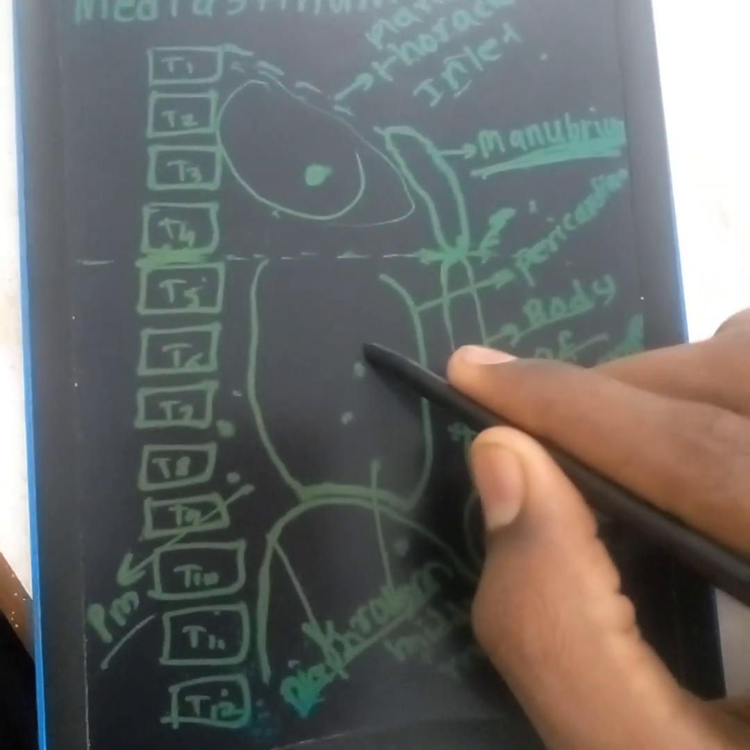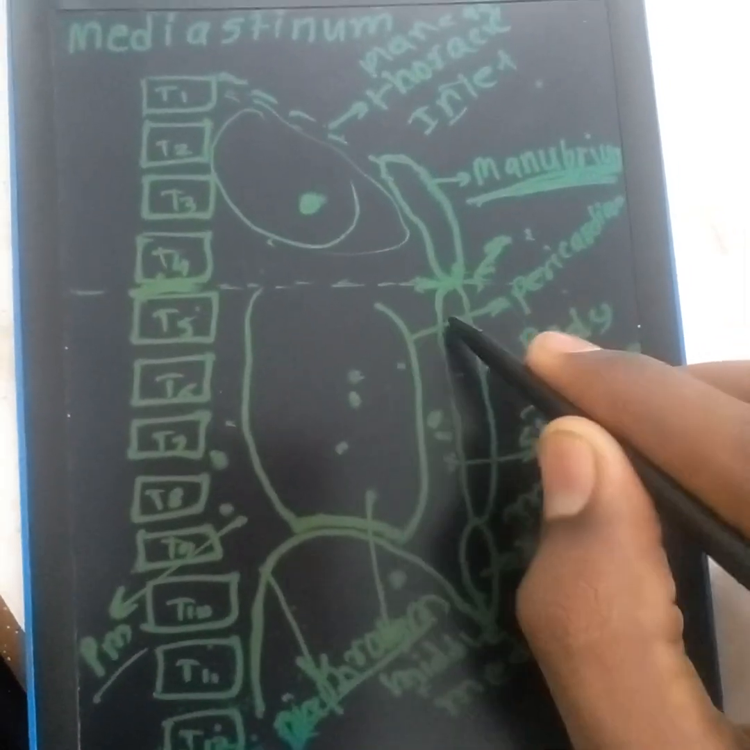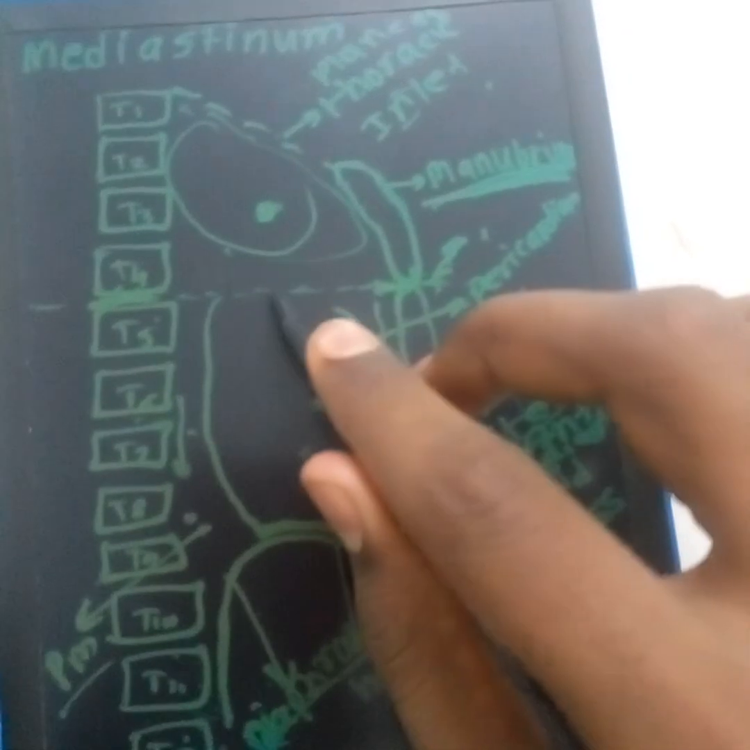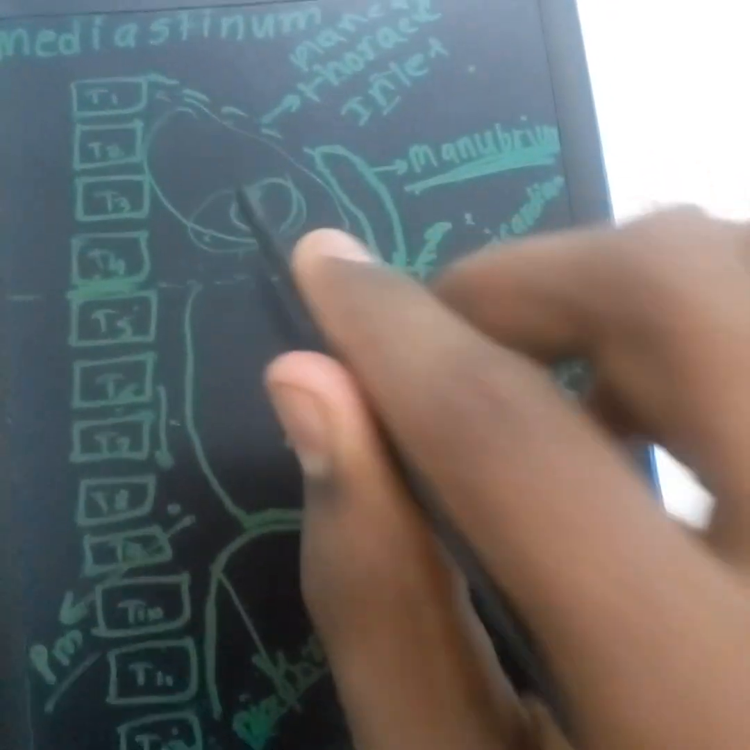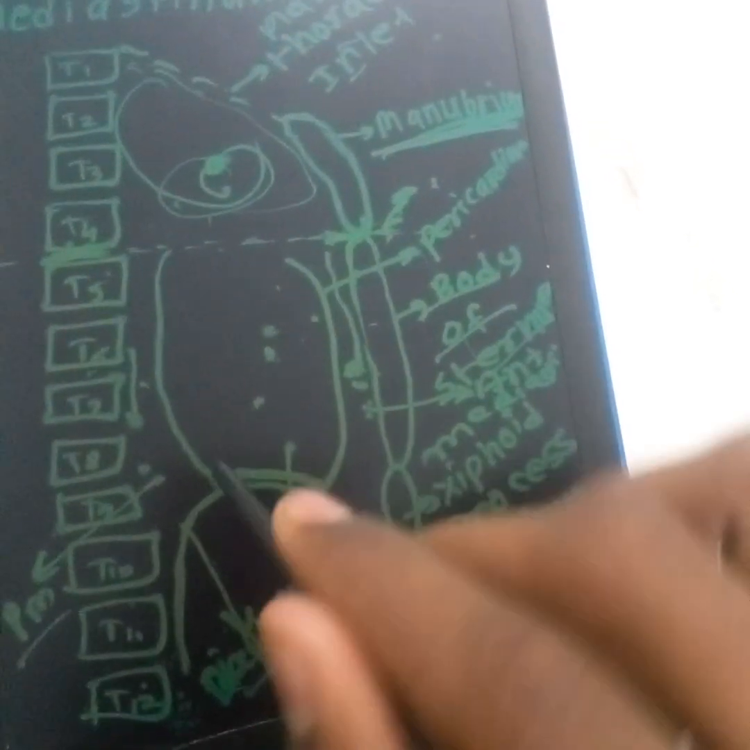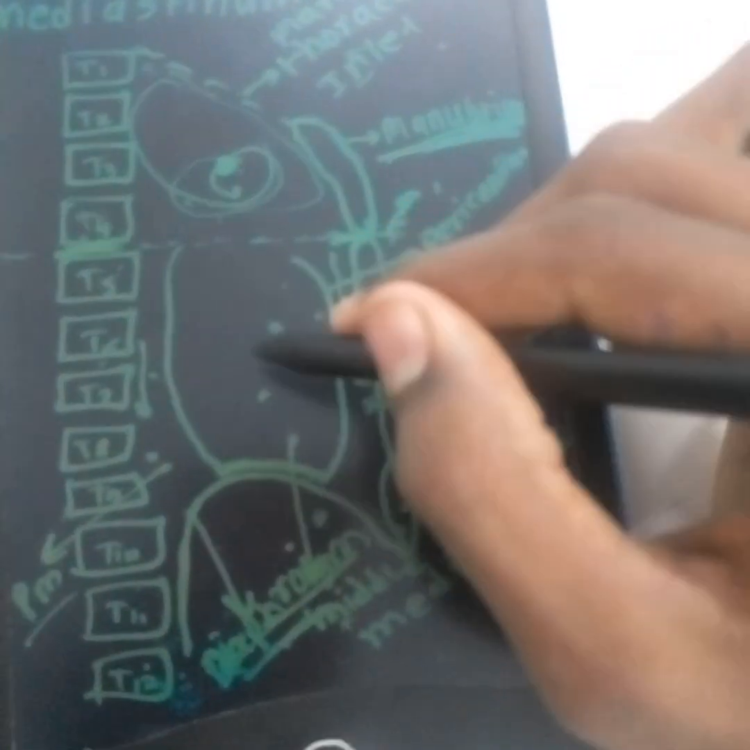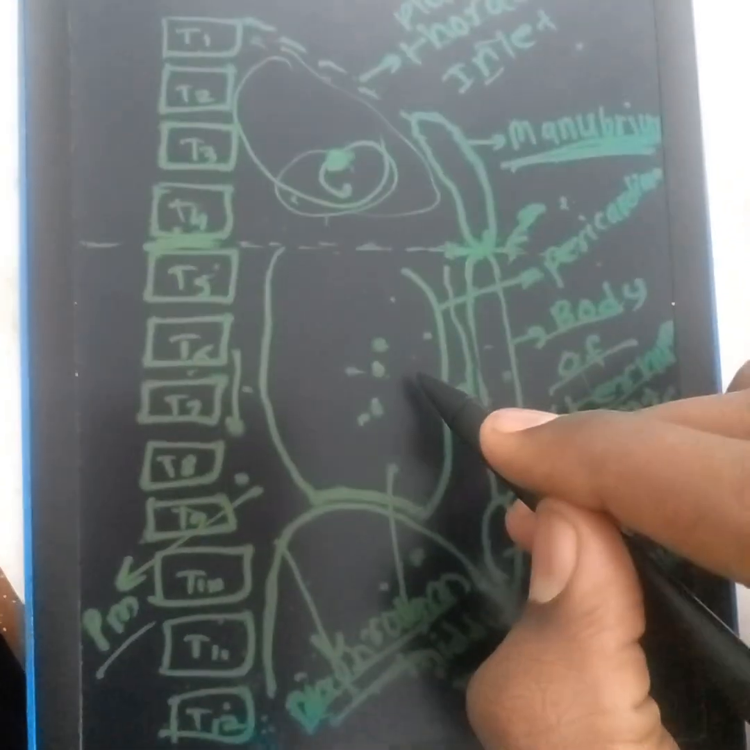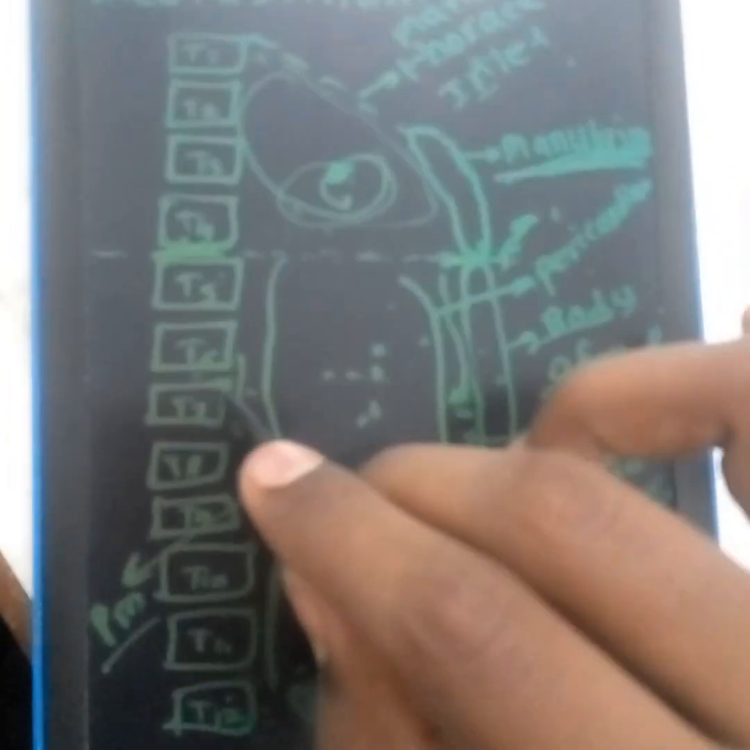And next, this is the middle mediastinum, which has boundaries. Anteriorly will be the anterior mediastinum, posteriorly will be the posterior mediastinum, superiorly will be the superior mediastinum, and inferiorly will be the same diaphragm.